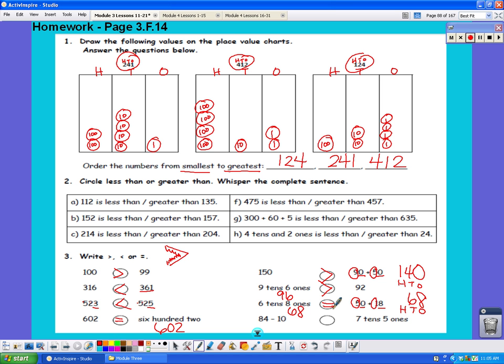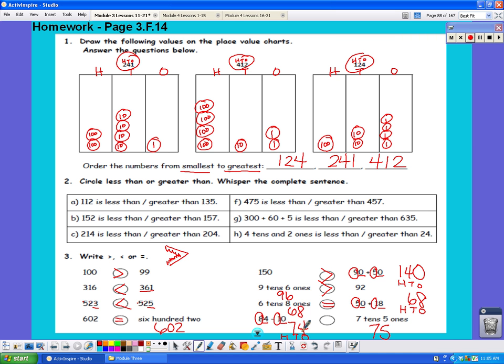Last one, 84 take away 10 and 7 tens, 5 ones. Let's work here. Same method. Circle the tens, underline the ones. Okay. If I say 4 minus 0, it's still 4. And 8 tens minus 1 ten is 7 tens. I'm looking at 74 on this side. The other side, I have 7 tens, 5 ones. The two numbers I'm going to be working with are 74 and 75.